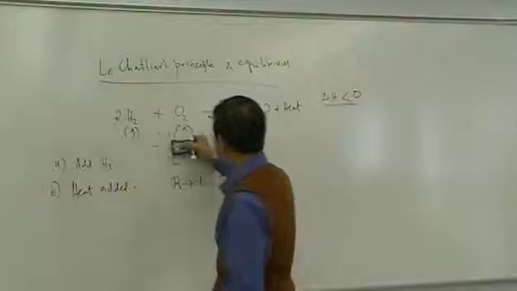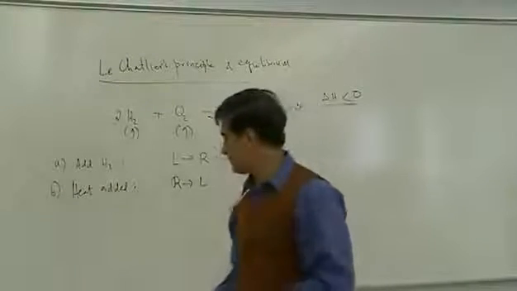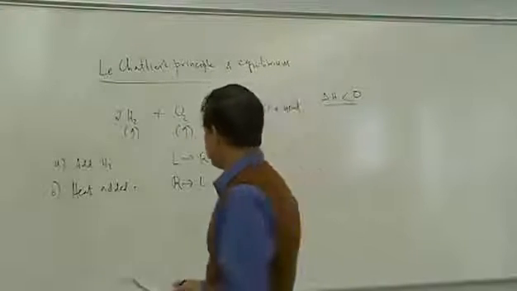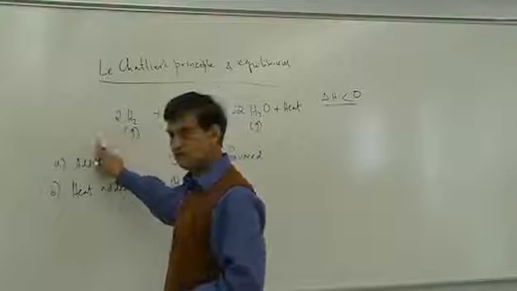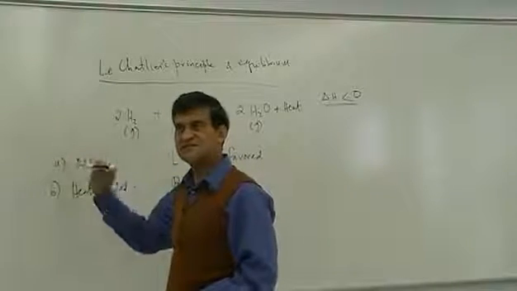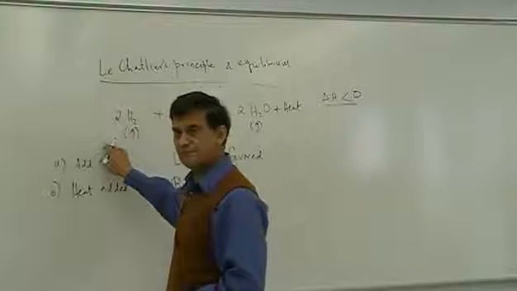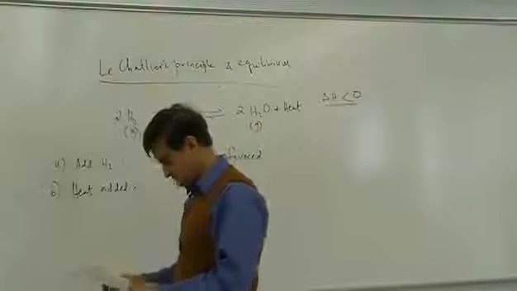Always keep in mind, whatever you are adding, it will try to decrease that. If you are removing something, it will try to make it up. For example, if I get rid of some hydrogen from the equilibrium, that means it's lost its equilibrium concentration. So it will try to make it up. How can it make it up? By going from the right side to the left side.